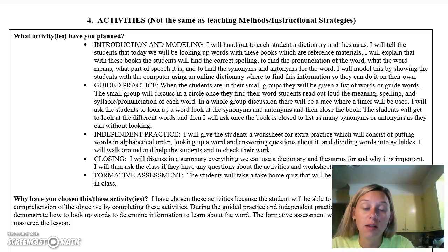I have chosen these activities because the students will be able to show their understanding and comprehension of the objective by completing these activities. During the guided practice and independent practice, the students will be able to demonstrate how to look up words to determine the information to learn about the word. The formative assessment will determine if the students have mastered this lesson.